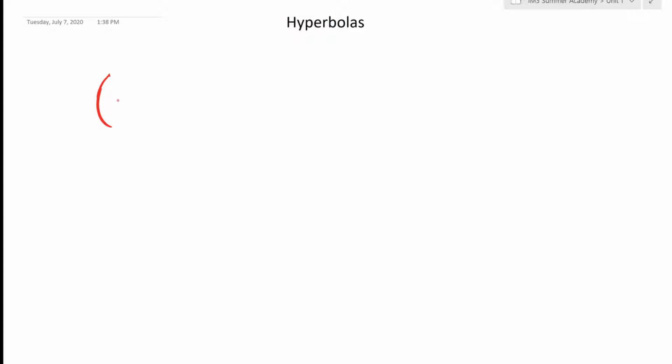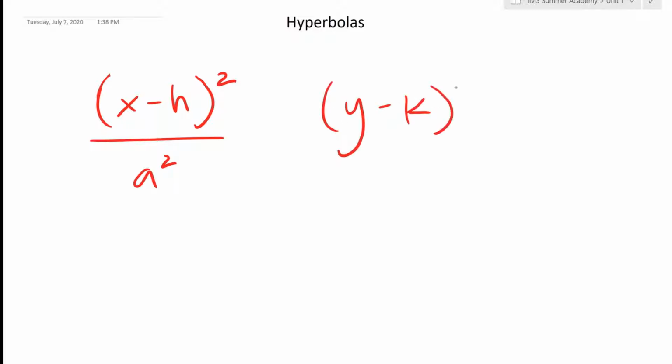So hyperbolas will look like this: (x minus h) squared over a squared, (y minus k) squared over b squared equals 1. So basically that looks exactly the same as an ellipse would. The only difference is that there's a minus sign in between. So it's two fractions set equal to 1, but they're going to be subtracted. That's the difference between hyperbolas, subtraction, and ellipses with a plus sign in between.